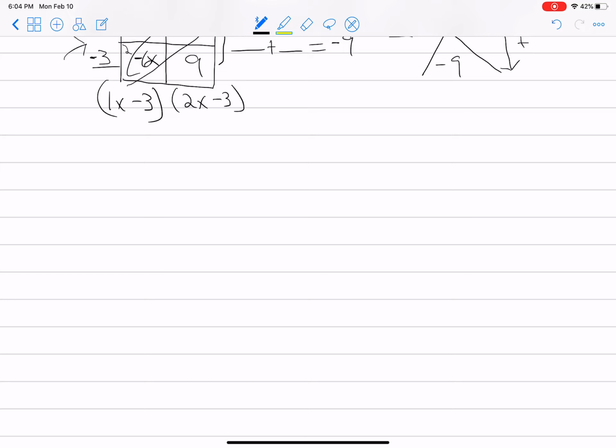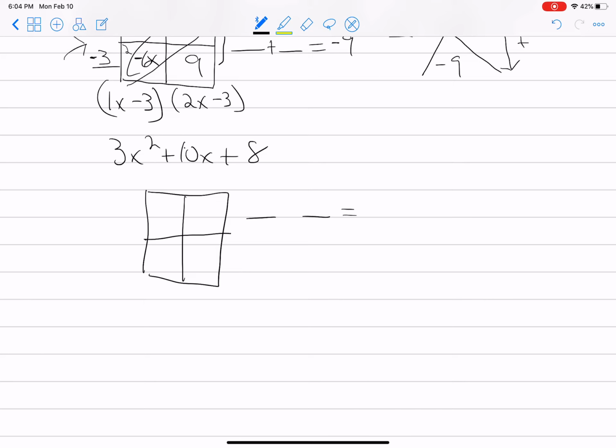It says 3x squared plus 10x plus 8. First thing I want you to do, come here, fill in your area model, fill in the stuff you know. And I want you to tell me blank times blank equals what, and blank plus blank equals what.